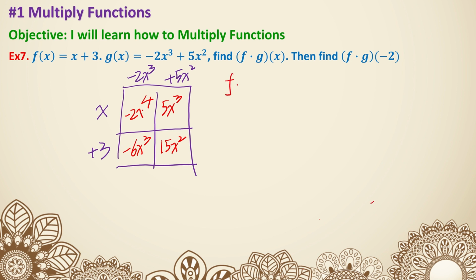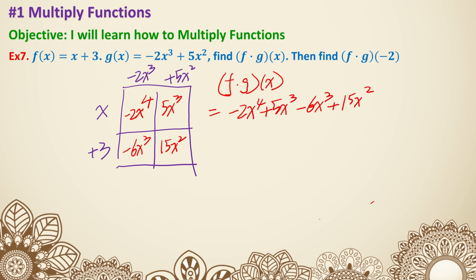Right? F times g of x is going to be negative 2x to the 4th plus 5x cubed minus 6x cubed plus 15x squared. So the only two like terms are the cubed ones. You're going to get negative 2x to the 4th power minus x cubed plus 15x squared. There you go. It's time to plug in negative 2.